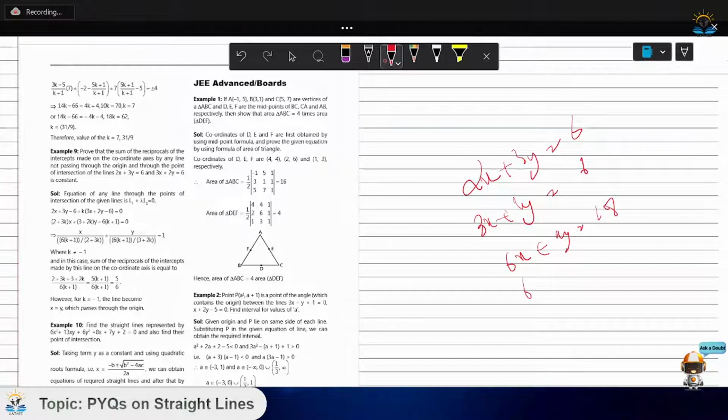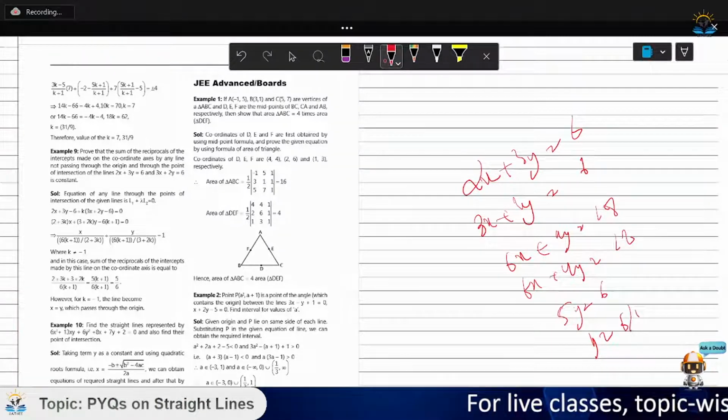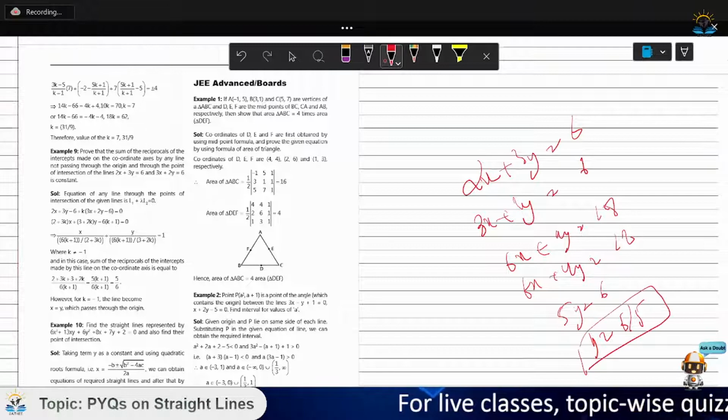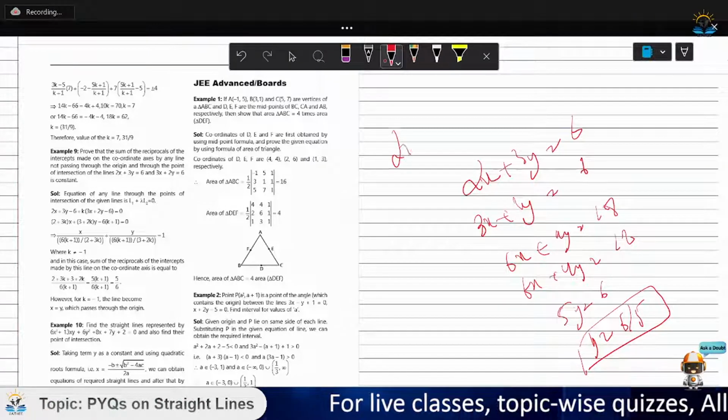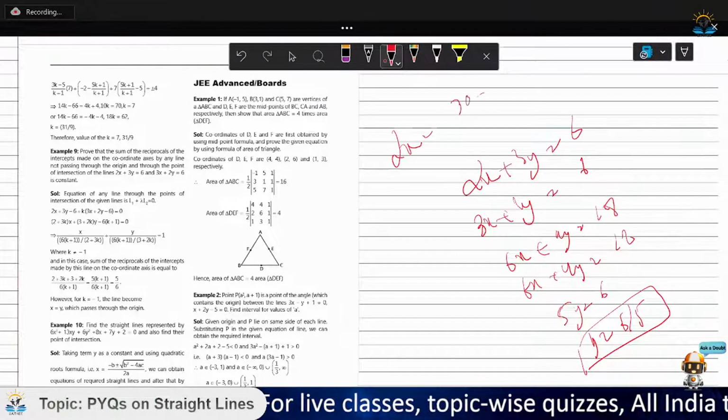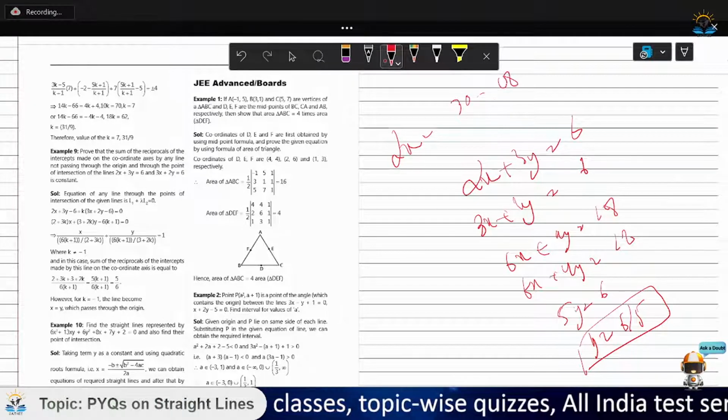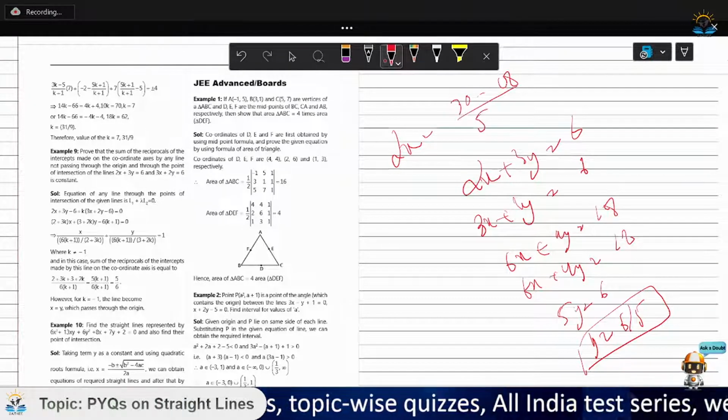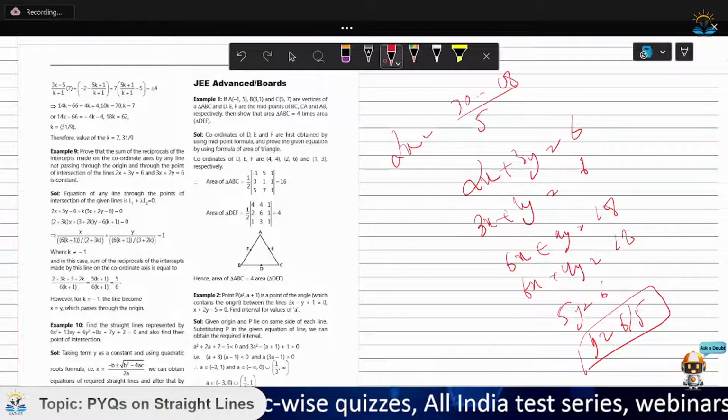I'm multiplying by 3, right? So I'm multiplying by 2. And now subtracting, I'm getting 9 minus 4 is 5. y is equal to 6, so y is equal to 6 by 5. And x becomes (30 minus 18) by 5. So 30 minus 18 is 12.